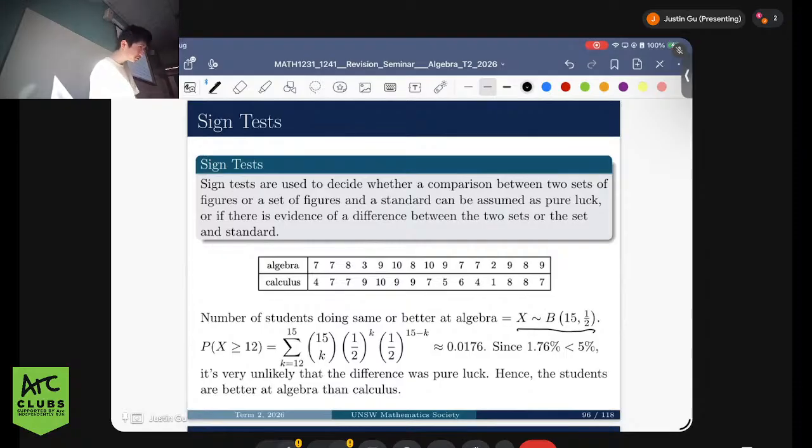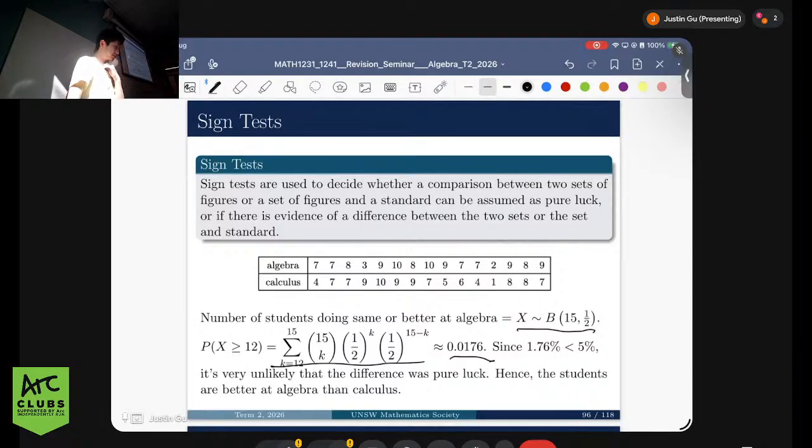So we want the probability of 12 or more students doing better or the same at algebra than at calculus. We should also look at the chance that 13 students are doing better, or 14 or 15. If we sum this up using our formula, we see there's about a 2% chance of that happening. Since 2% is less than 5%, it's unlikely that the difference was pure luck. Hence, we can claim with some confidence that the students are better at algebra than they are at calculus.